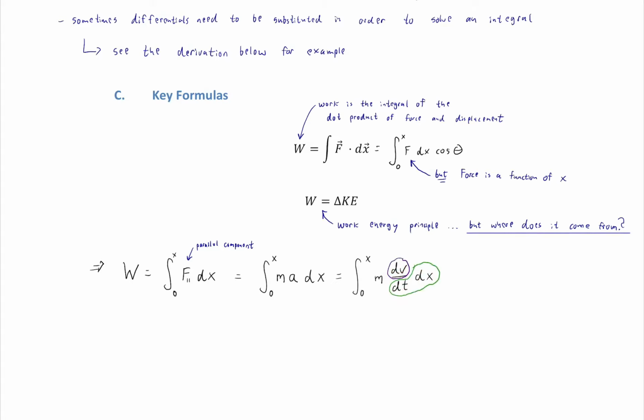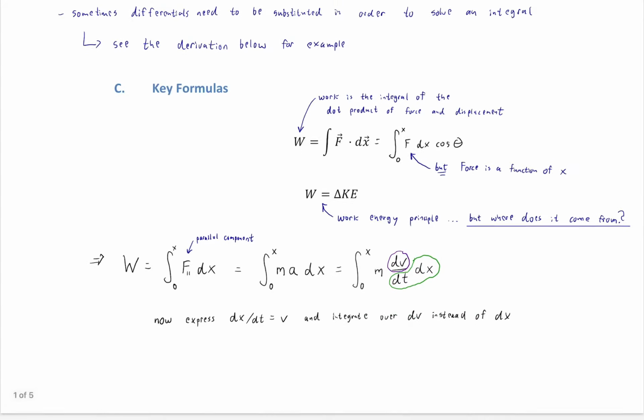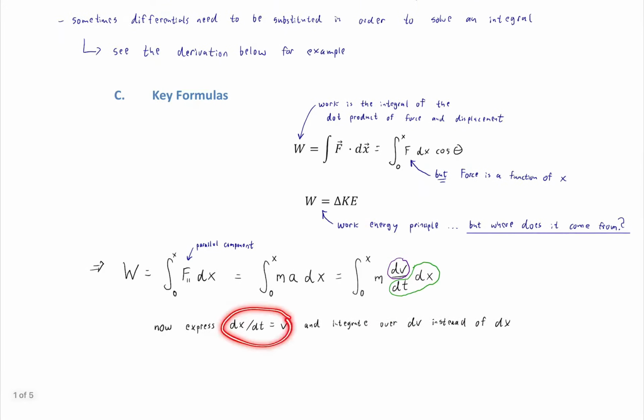Well, now we do the substitution, okay? So what I'm going to do is say, well, I have dv here, and I have dx over dt, because the dx is in the numerator and the dt is in the denominator. Now we're going to express dx over dt as v, because after all, that's the definition of velocity, in the same way that dv over dt was the definition of acceleration. Then we're going to integrate over dv. We're going to leave that as our differential instead of dx.